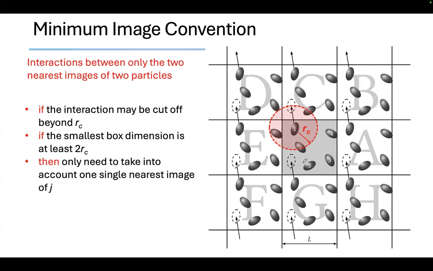Now, the obvious implication of using periodic boundary conditions is that molecule 1 is not just interacting with the molecules here, because you've made infinite copies of these boxes. Now molecule 1 has to interact with all the molecules in all the boxes, which means that you have to take into account an infinite number of interactions.